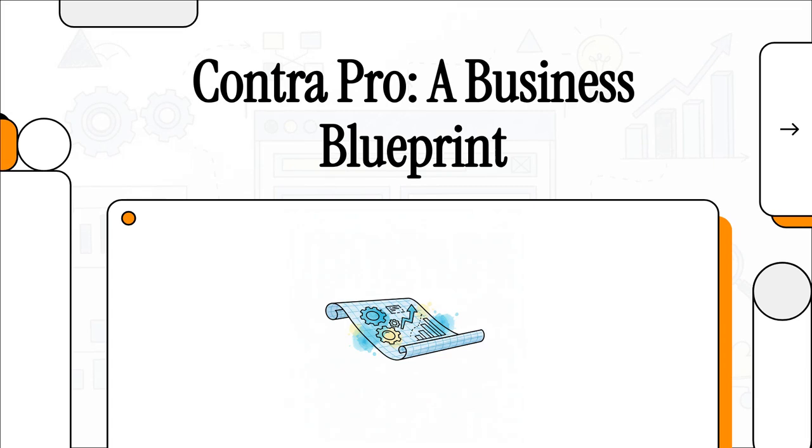All right, let's jump right in. We're going to deconstruct something that on the surface looks kind of boring. A simple menu from a software user manual called Contra Pro 2.6. Yeah, I know. But here's the thing. While it might just seem like a list of features, what we're about to discover is that it's actually a complete blueprint for how a modern business really works.